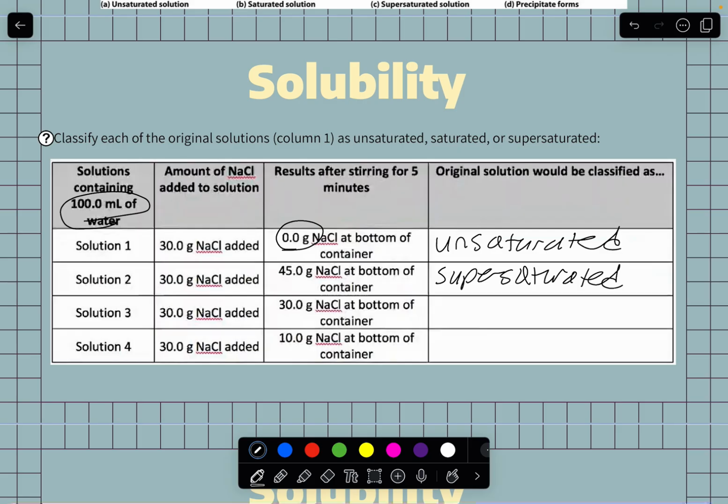Solution 3, if we add 30 grams and 30 grams stays on the bottom, that means nothing dissolved. We were already saturated. We already had the max that we can hold, so nothing more can dissolve. And in solution 4, we added 30 grams and only 10 grams is at the bottom. That means originally some more could dissolve, but not all of it. So this started as unsaturated and it became saturated.